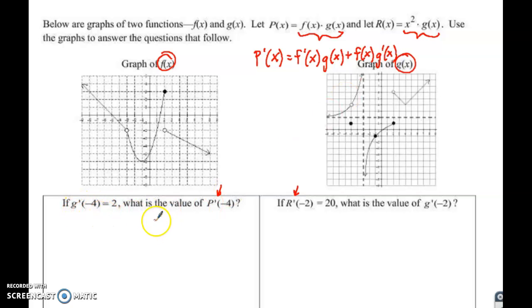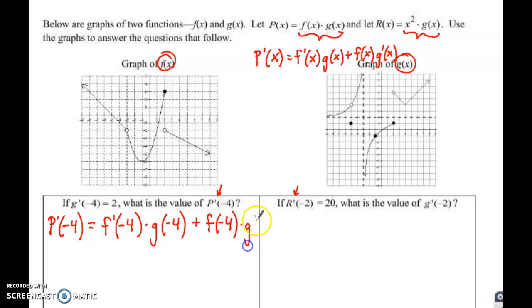So if you're told in this problem we're going to find p prime of negative 4, well, that's telling you that you need f prime of negative 4 times leave g alone, plus leave f alone, f of negative 4, times g prime of negative 4. Now, part of this they already told you. They already told you g of negative 4 equals 2.